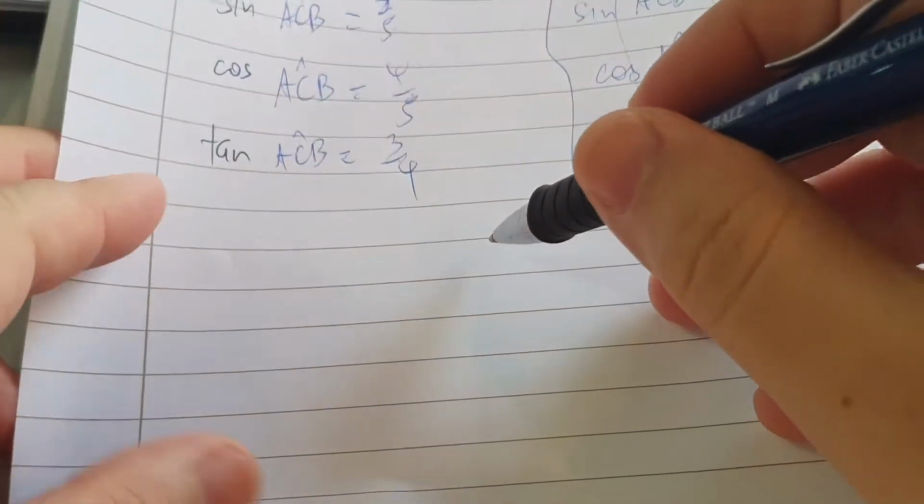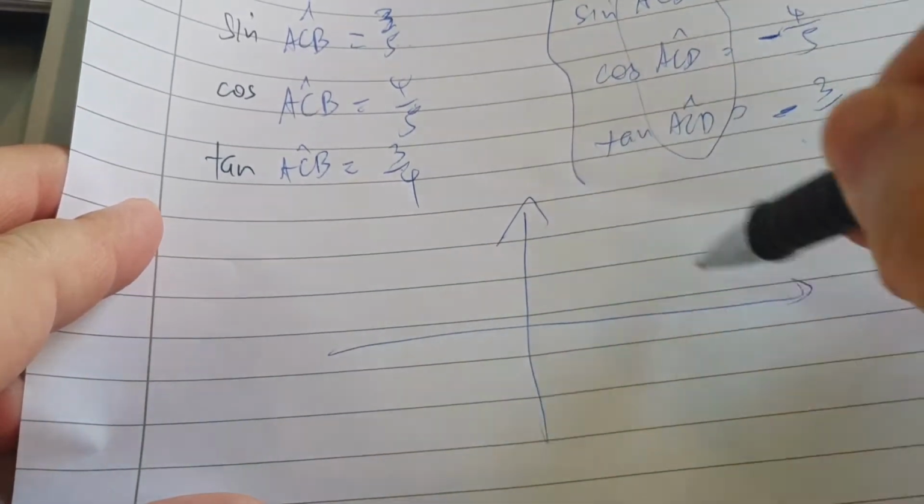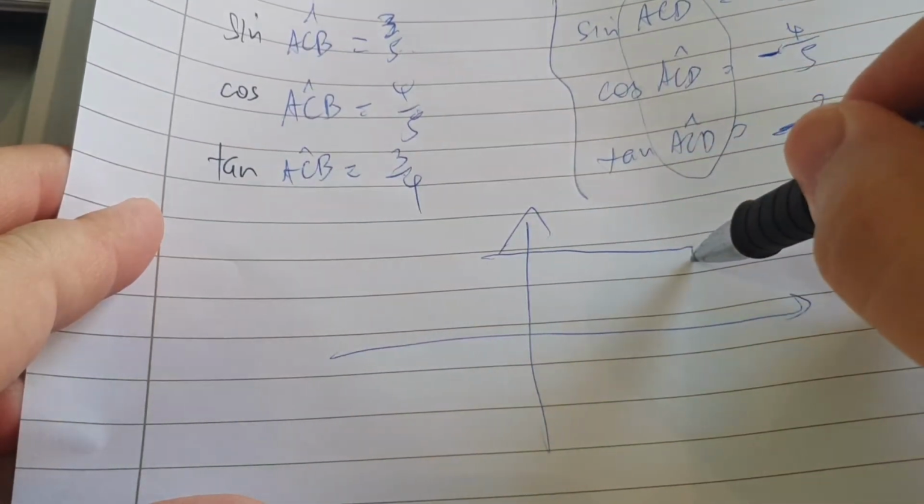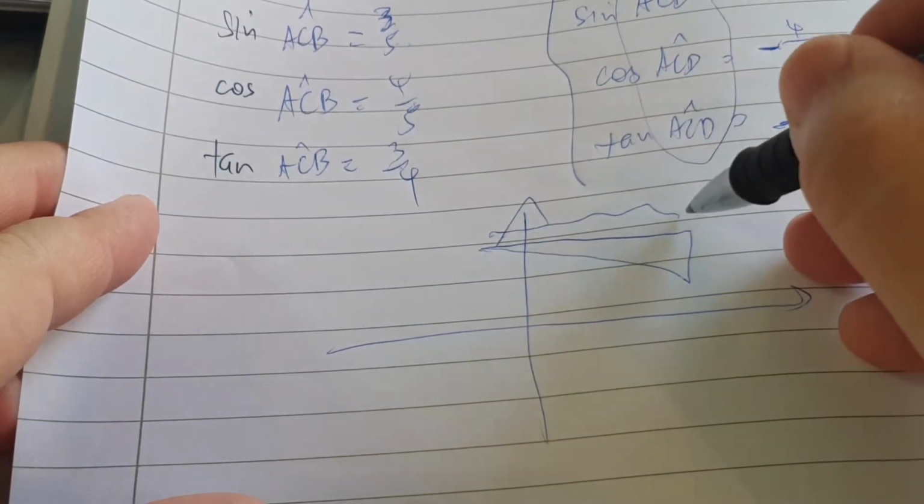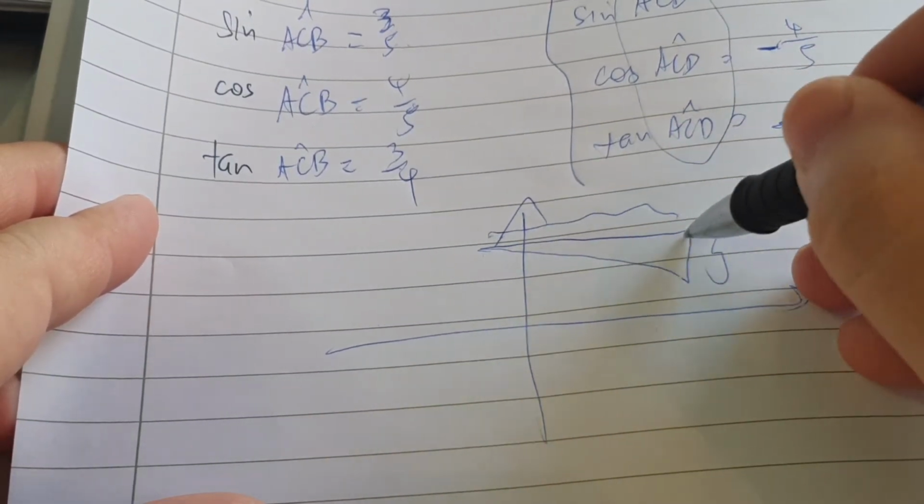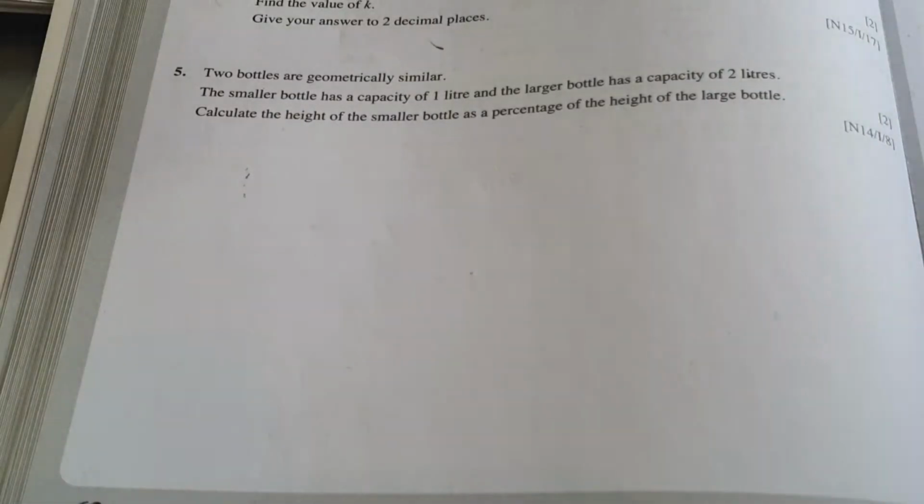It can come in many forms. It can come in coordinate geometry form. So you have to count how many units there are here, how many units there are here, and then using Pythagoras' theorem you can find this. Okay, that's for trigo ratio.